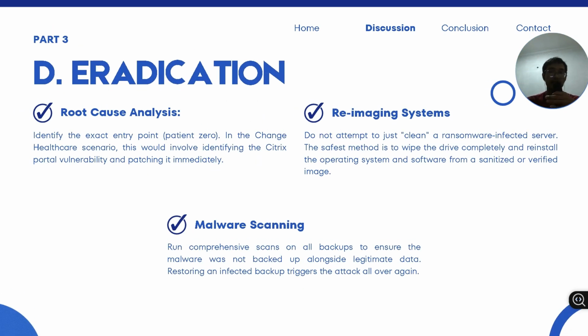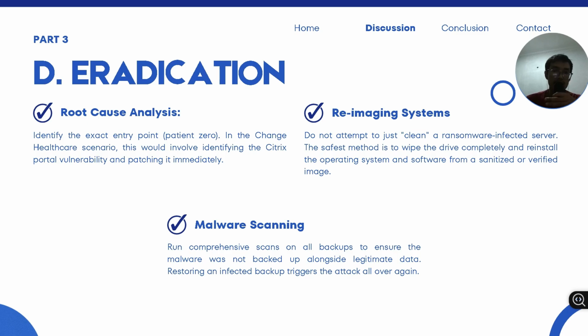Next one is the eradication. Eradication is the step to remove malware from infected systems. What we can do, the first one is root cause analysis, where we need to identify the exact entry point or patient zero. Like in our case study, in the Change Healthcare scenario, this will involve identifying the Citrix portal vulnerability and patching it immediately.